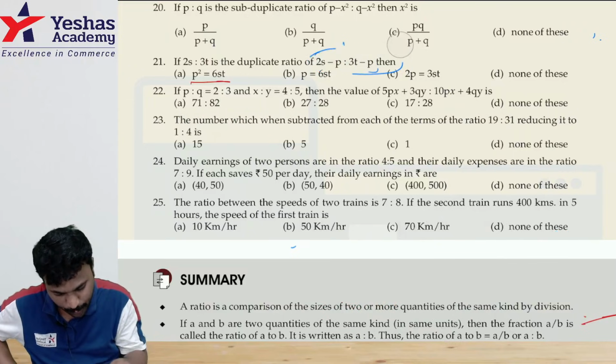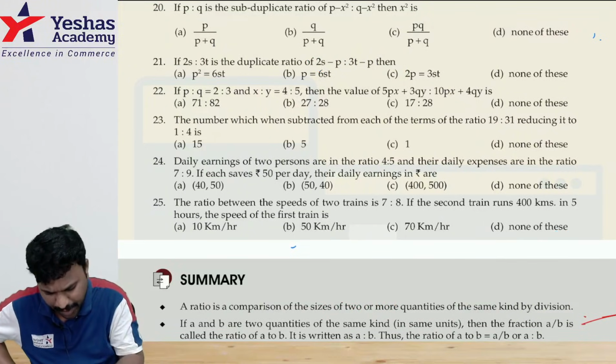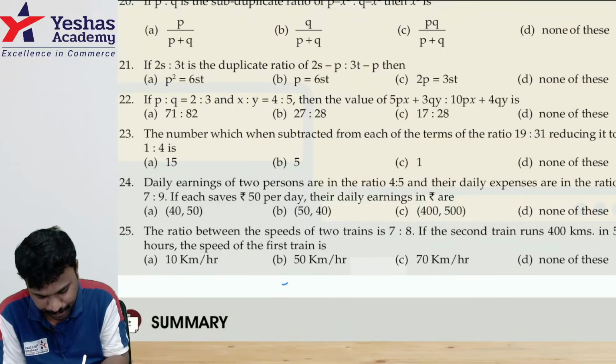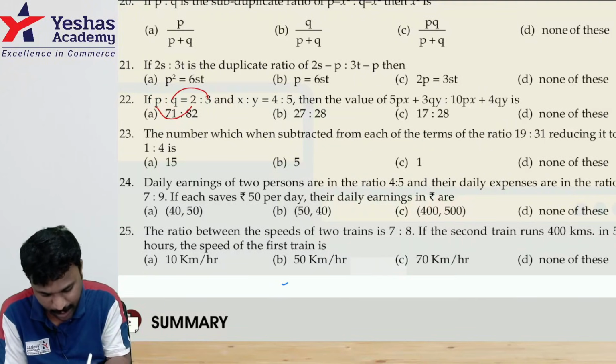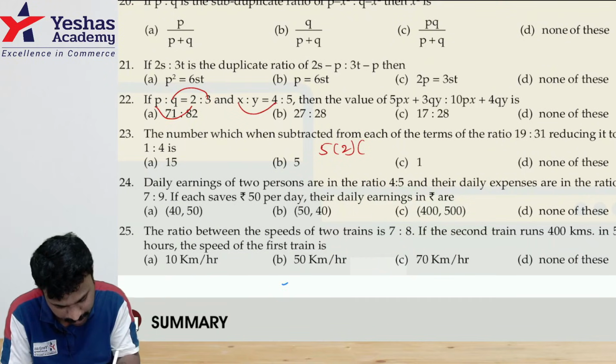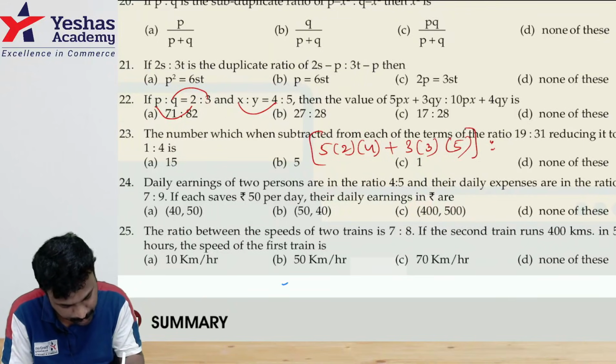Question number 22. Guys, it's a laddu question because the ratio itself is asked. Plug in the value of P as 2 and Q value as 3. It's 5 into 2 and X value is 4, plus 3 into Q is 3 and Y value is 5. Is to, this is the first term. Then 10 into 2 into X value is 4, plus 4 into 3 into Y value is 5.